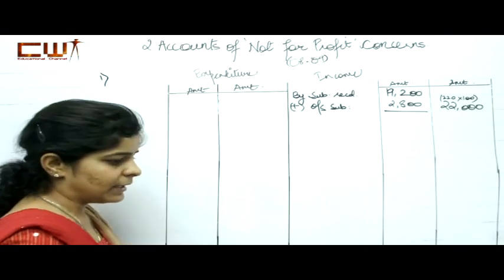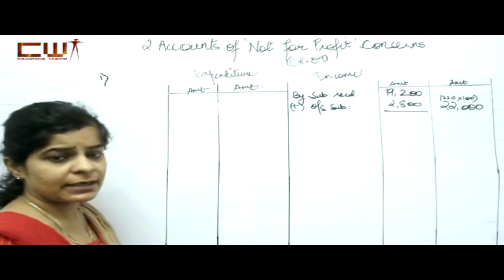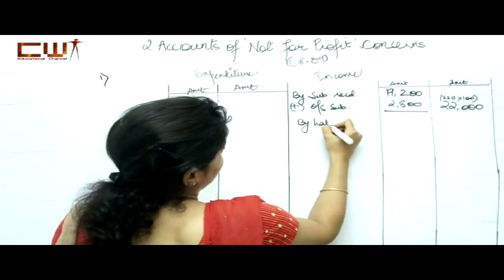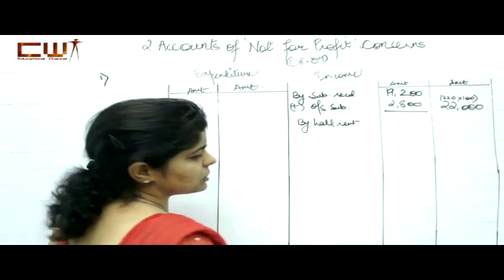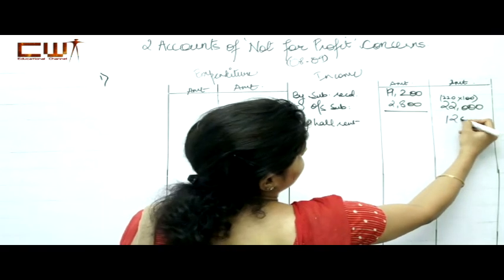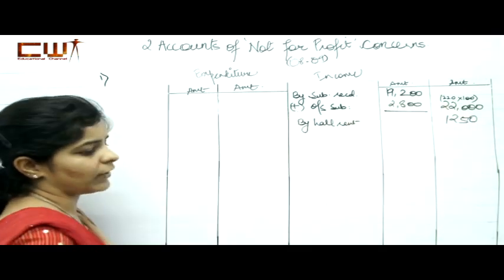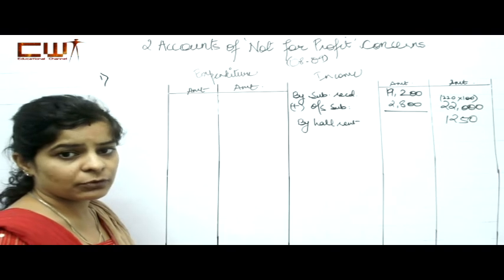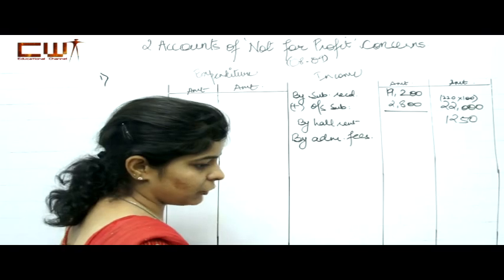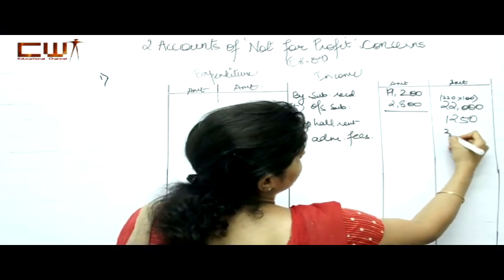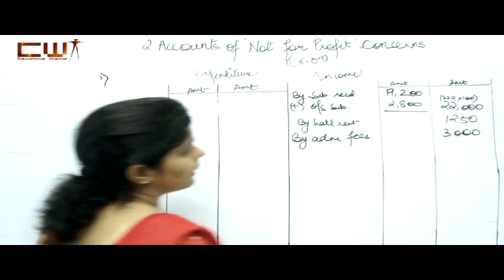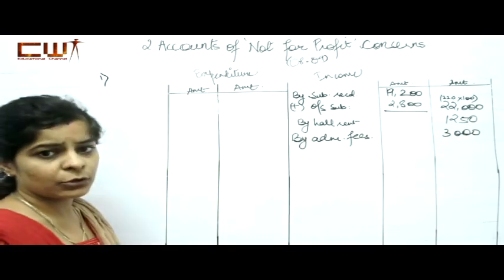Next point that is the hall rent. Hall rent, is there any adjustment? No. How much is the hall rent? Just write by hall rent. How much is the hall rent given to you? 1250. Don't write anything here. Write directly here if there is no adjustment. 1250, right? What is the next thing they have given to you? Admission fees. How much admission fees they have given to you? 3,000. Don't write it here. Write it directly here. 3,000. Right? Okay.